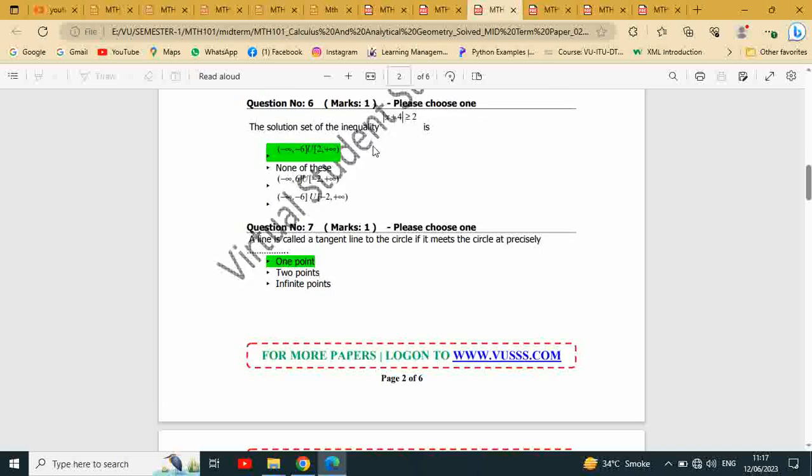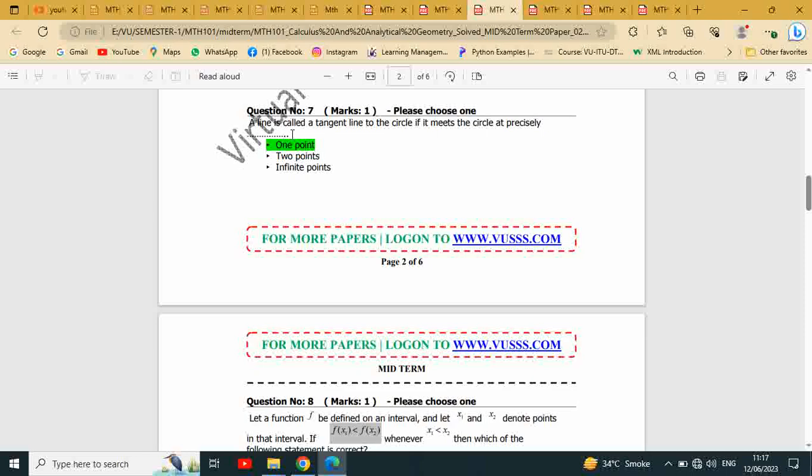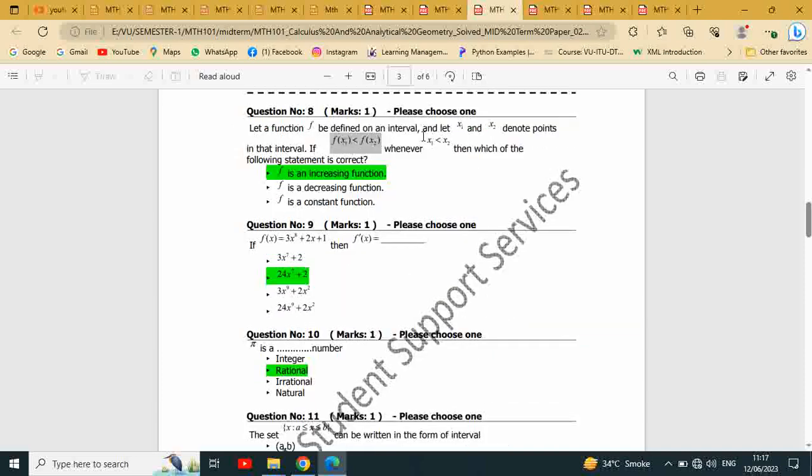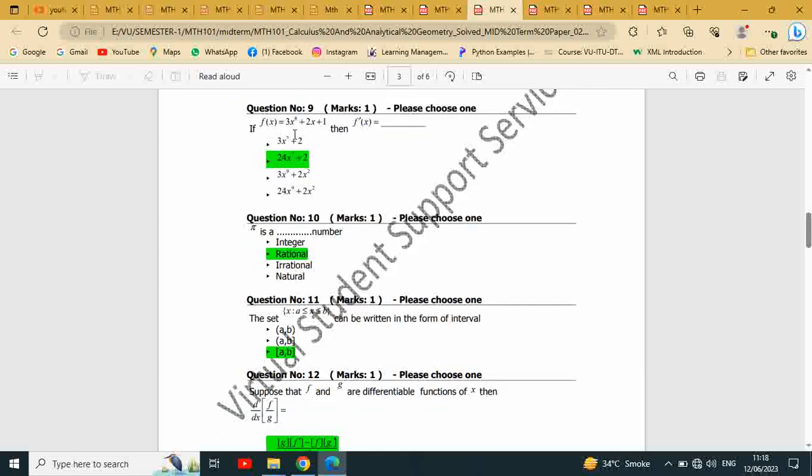The solution set of the inequality |x + 4| greater than 2 is (-infinity, -6) union (2, +infinity). A line is called a tangent line to the circle if it meets the circle at precisely one point. Let a function f be defined on an interval and let x1, x2 denote points in the interval. If f(x1) less than f(x2) whenever x1 less than x2, then the function f is an increasing function. If f(x) = 3x⁸ + 2x + 1, then f'(x) is equal to 24x⁷ + 2.